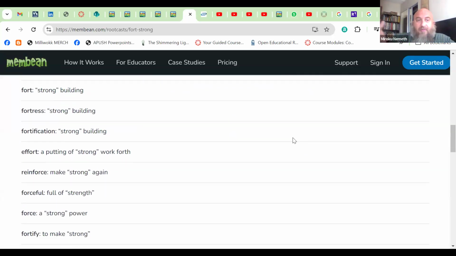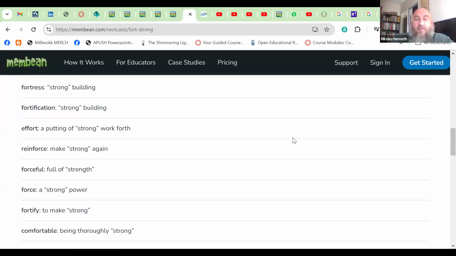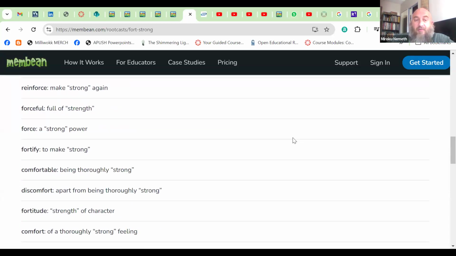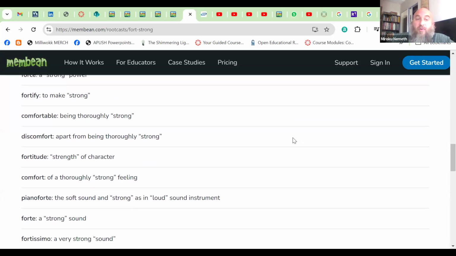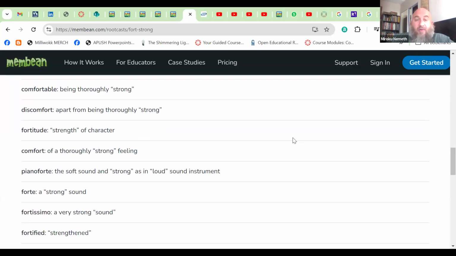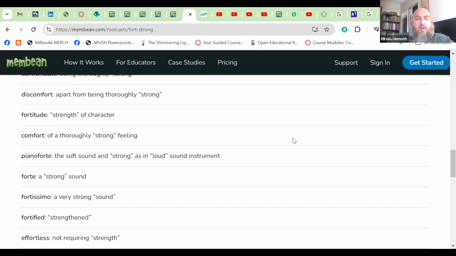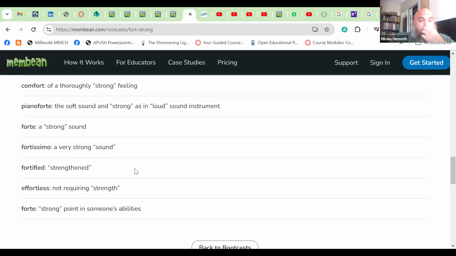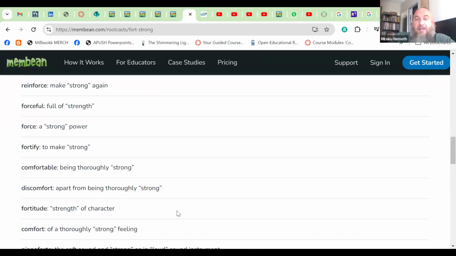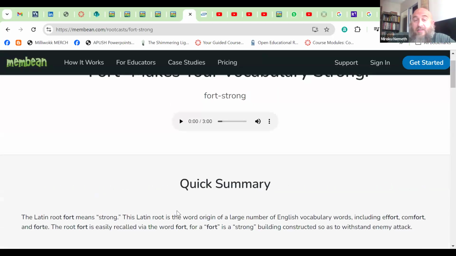Fort, a strong building. Fortress, a strong building. Fortification, again, a strong building. Effort, putting in strong work. Reinforce, to make strong. Forceful, full of strength. Force, a strong power. Fortify, to make strong. Comfortable. Discomfort. Fortitude. Comfort. Pianoforte. I'm not sure I said that right. I have to check Merriam-Webster. Fortissimo, fortified, forte, right?